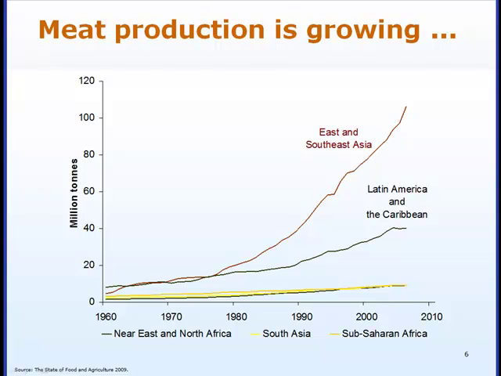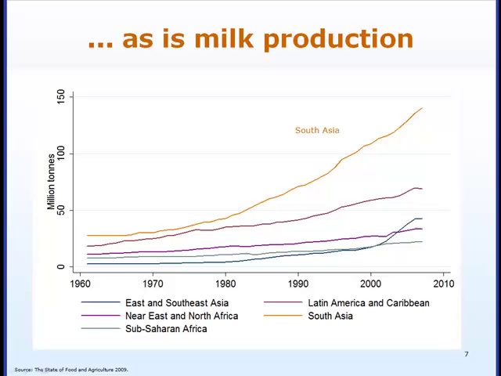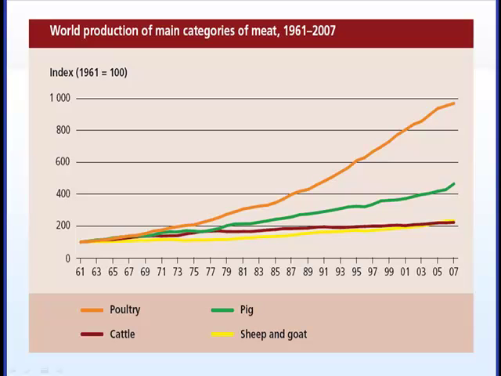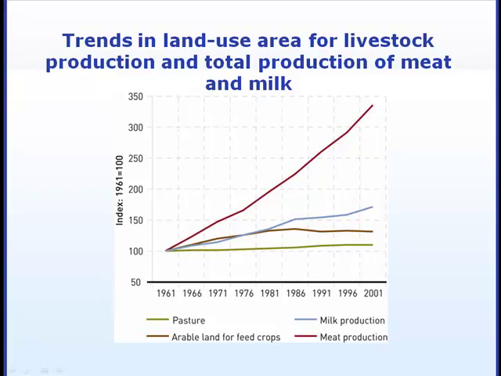Meat production overall worldwide is growing. East and Southeast Asia we see here on the top, and then Latin America and the Caribbean, pretty steep increases. Milk production also, South Asia is increasing pretty dramatically. Latin America, Caribbean is increasing. Overall, we see increasing trends, particularly in the developing world, in the third world, or in those countries that are starting the development. Overall world production of main categories of meat, we see the top line in orange is poultry, followed by pork, and then the red line is cattle, and the yellow sheep and goat. We see increasing trends in the world production of meat from 61 until 2007. So the trends are pretty clear that in particularly the emerging countries of the world, we see pretty rapid increases in the consumption of animal protein.